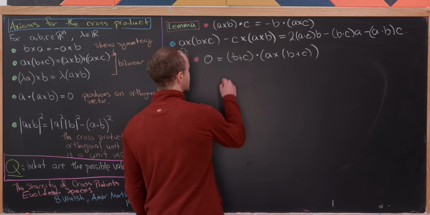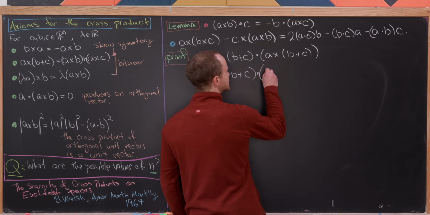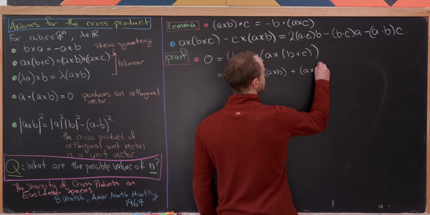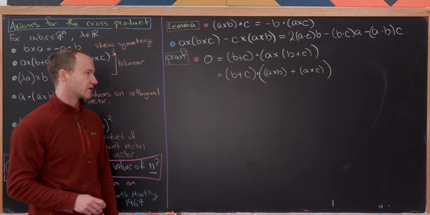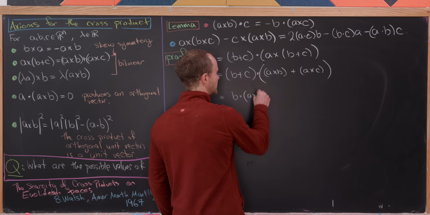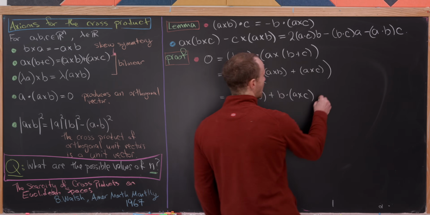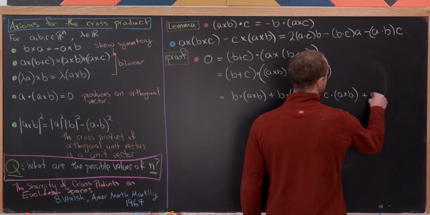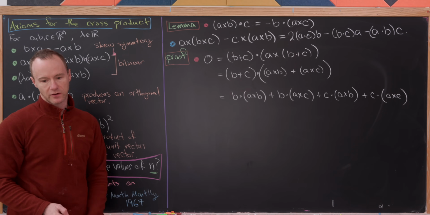Okay, so now let's expand this out. This is going to give us B plus C, dotted into A cross B, plus A cross C. But then we can use the distributive rule for the dot product over addition, and that's going to end up leaving us with B dot A cross B plus B dot A cross C, plus C dot A cross B, and then finally plus C dot A cross C. Again, just from distributing all of that out.